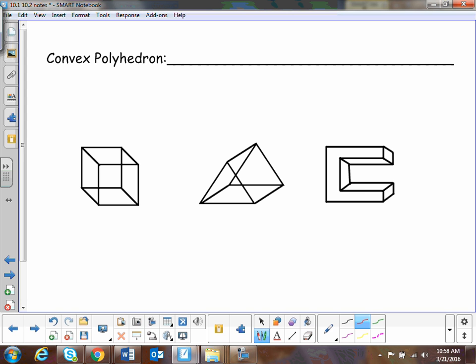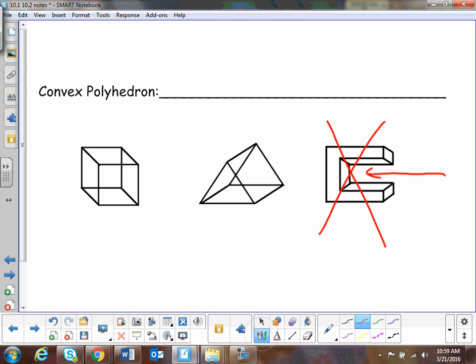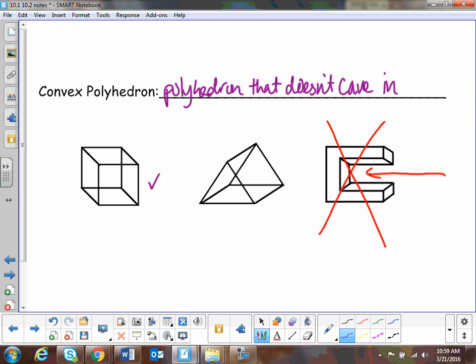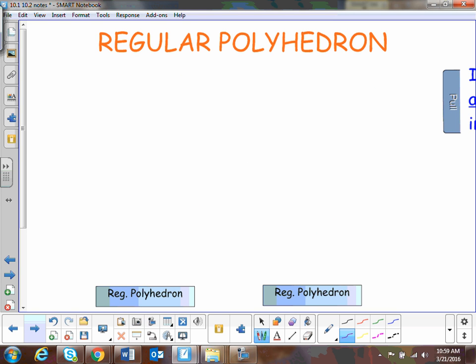So this one is not convex. Those are. So what do we say? Well, that was close. There you go. So like right here, how about this? I would just use that. This one doesn't cave in. That one doesn't cave in.